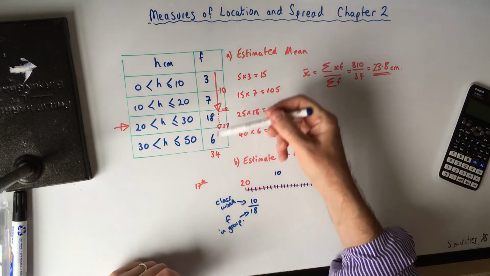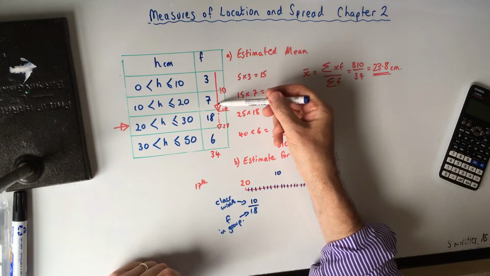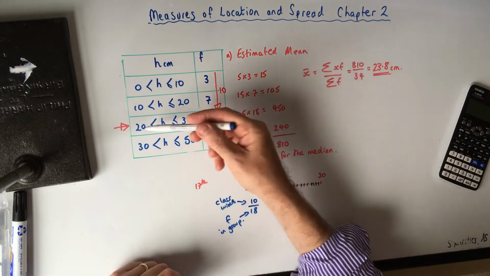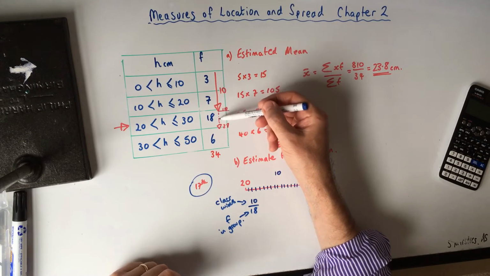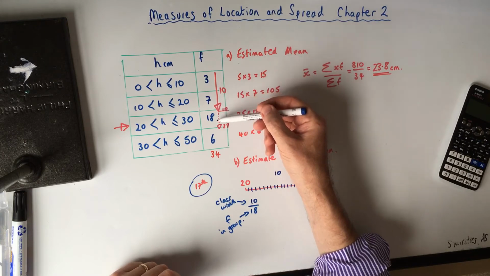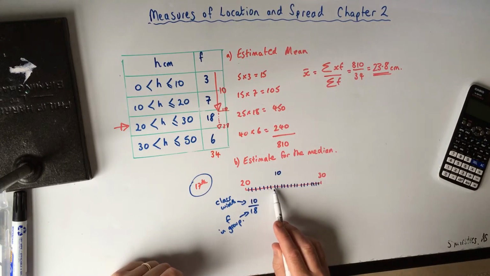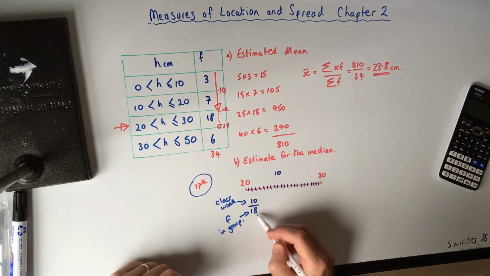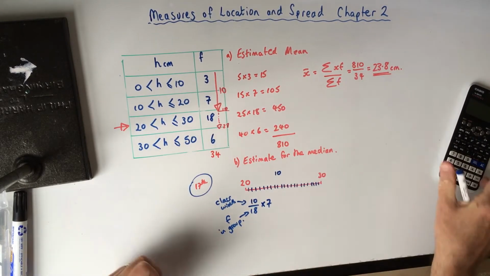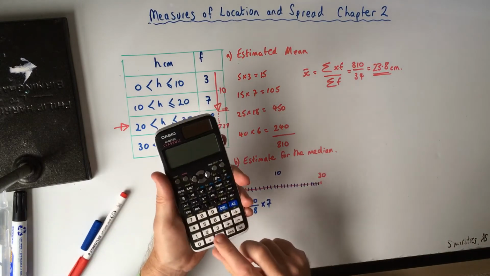And actually the 17th, the middle one, is the 7th in this group, isn't it? Because there are 10 up to here and another 7. So 7 into this group. So we want 7 lots of those bits going in: 10/18 times 7. So we do that on our calculator.